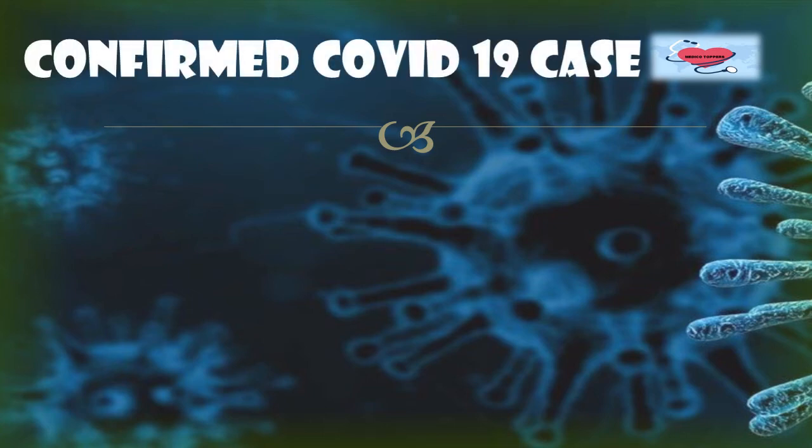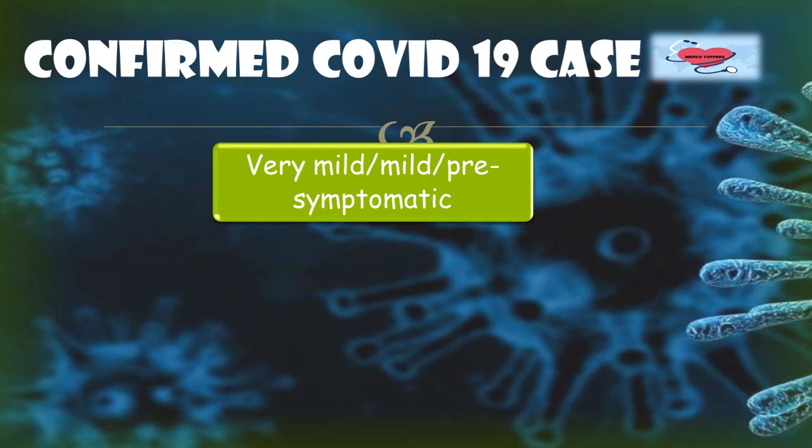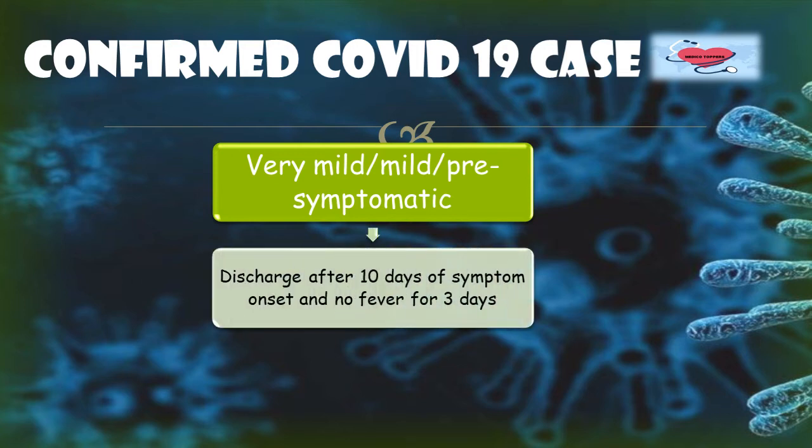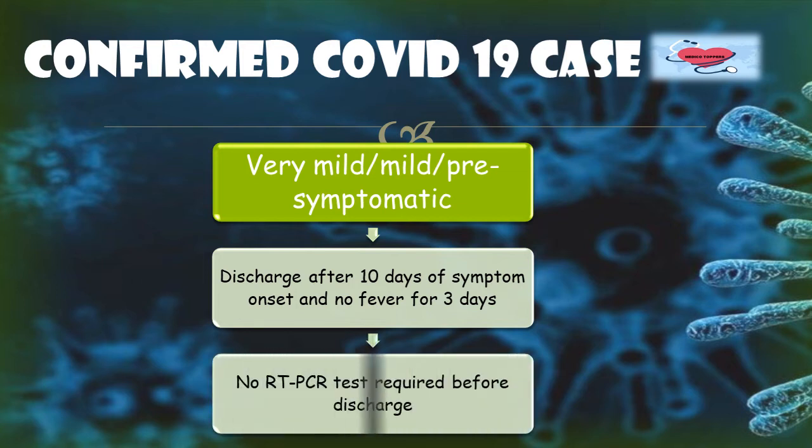Confirmed COVID-19 cases. Here I am just showing the overall protocol of dealing with COVID-19 cases as per Park's latest edition. In case of very mild or pre-symptomatic cases, we can discharge after 10 days of symptom onset, and if there is no fever for 3 days, then there is no need of doing RT-PCR before discharge.